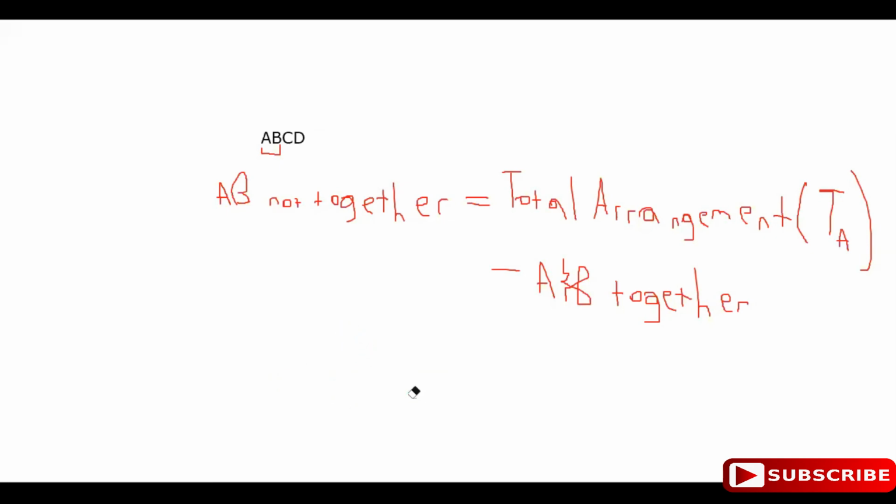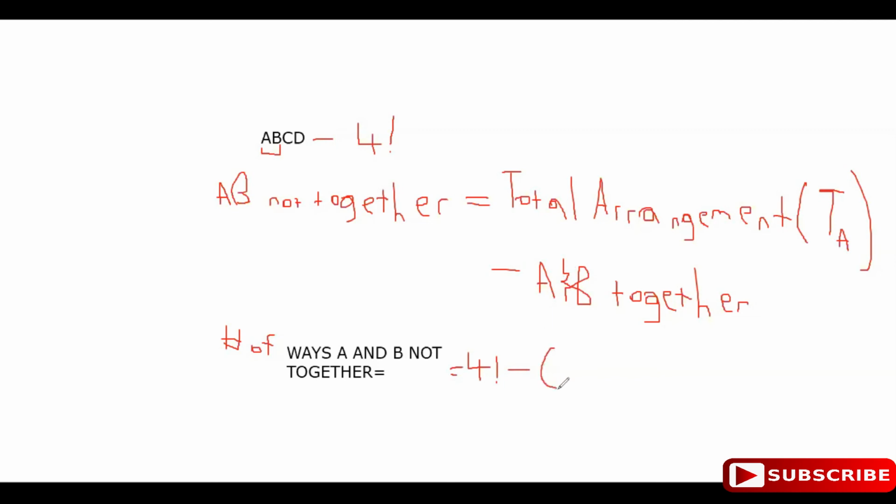This question where I'm asking you for the number of ways A and B are not together. First and foremost, the total arrangement is that there's 4 letters, so the total arrangement is 4 factorial. So the number of ways A and B not together is equal to 4 factorial minus the number of ways A and B together.